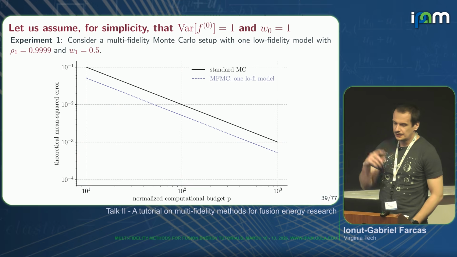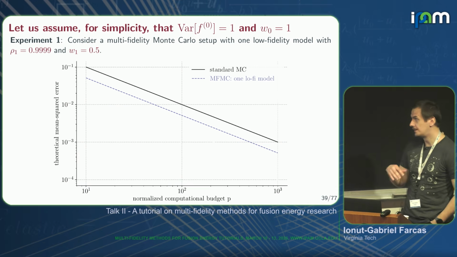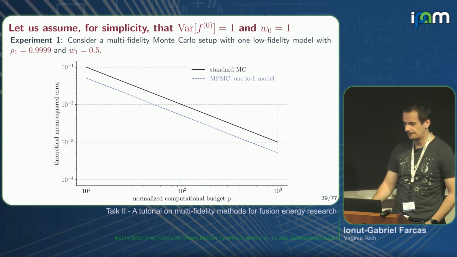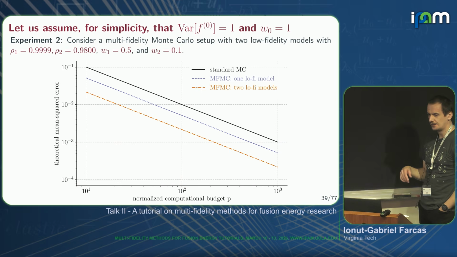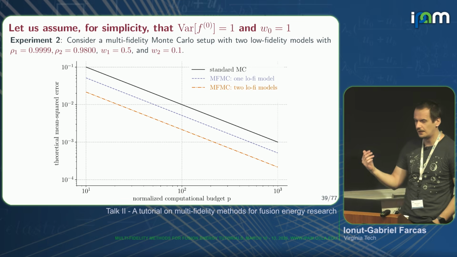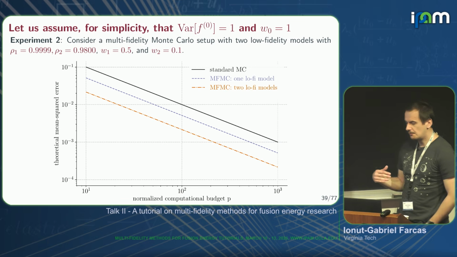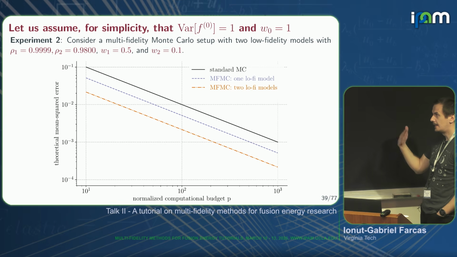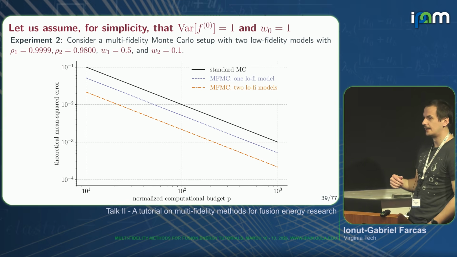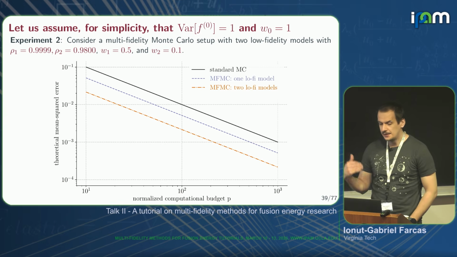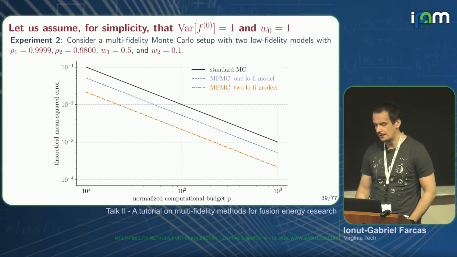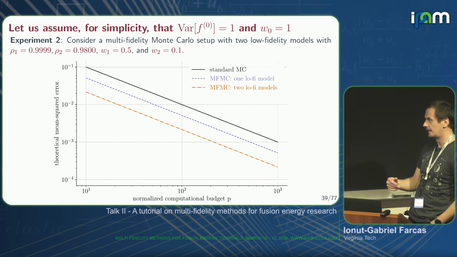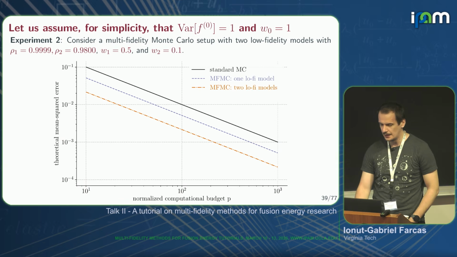Not a lot, because even though the correlation coefficient is large, the speed up is not tremendous. Let's say we add a second low-fidelity model into the mix, less accurate from the point of view of correlation coefficient, but this model gives more speed up. So this is 10 times faster to evaluate than the high-fidelity model. So we see that we get quite a substantial decrease in the mean squared error, or decrease in the variance, essentially, because the rate is the same.